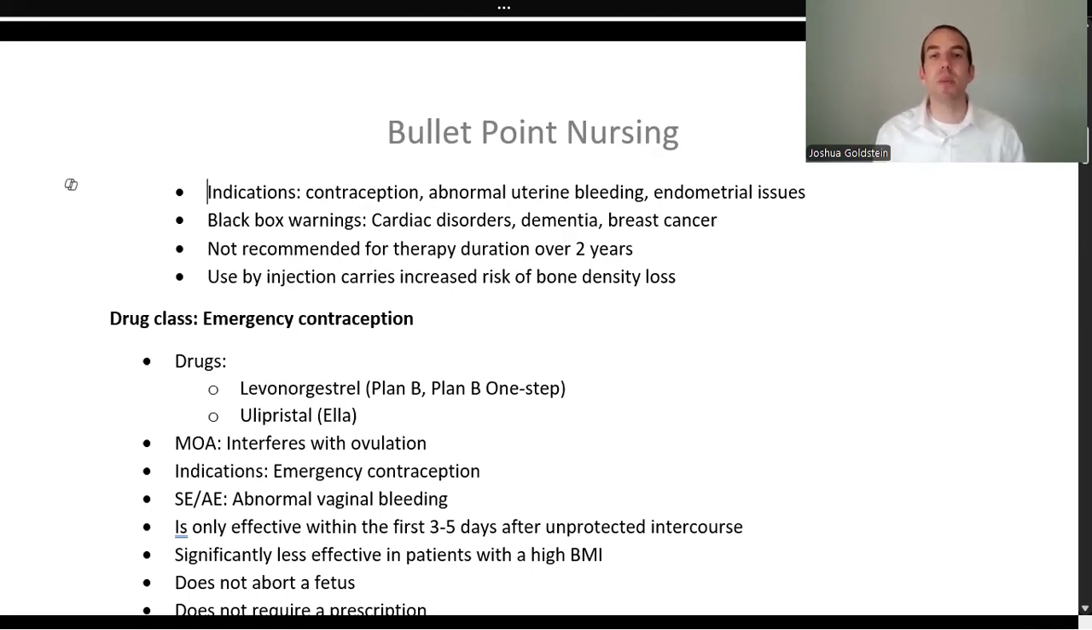Good. Next, we have emergency contraceptives. Emergency contraceptives is what a patient takes, not as their routine birth control, but if they are not on routine birth control and they had unprotected sex and they want to make sure that they don't become pregnant, they can get emergency contraceptive.